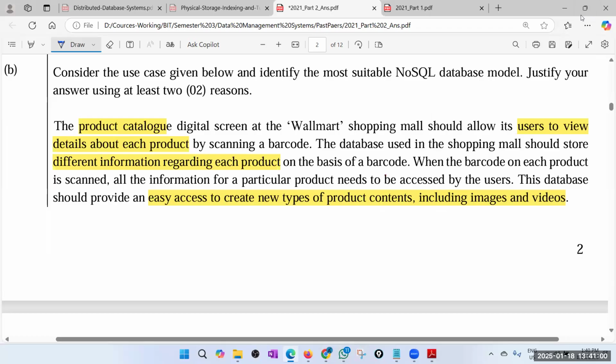And this is the oldest paper. So the toughest paper was 2023, last year. Consider the use case given below and identify the most suitable NoSQL database model. That means whether key value, column family, document oriented, or graph based. Not only do you need to specify which type of database you go for, you need to justify. That means in detail you need to explain why. At least two reasons you need to give, not just one reason. Justify means you need to explain.